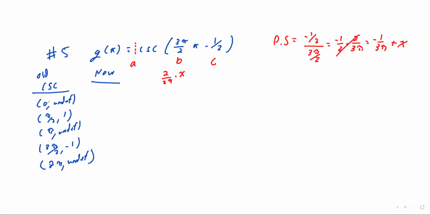So my X, I would multiply 0 to 2 over 3 pi. So that would just give me a 0. And then add the negative 1 over 3 pi. But remember that this means shifts right. So I actually want to add a positive 1 over 3 pi. So this would be (1 over 3 pi, undefined).